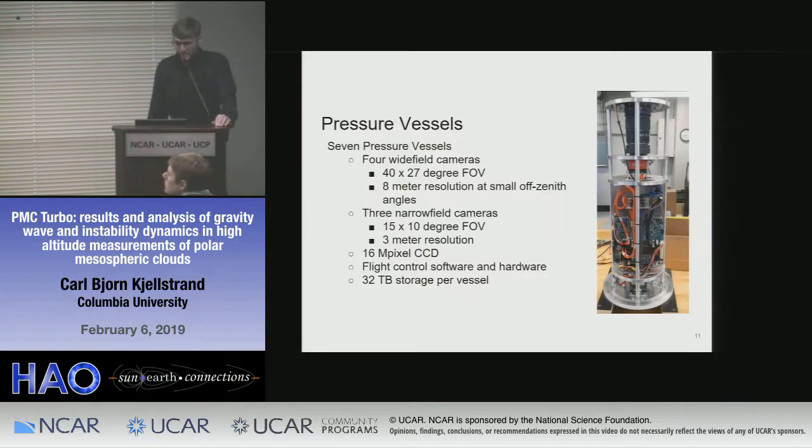So this is what's inside one of our pressure vessels. Basically, we had 7 of them. All of them contain a camera and a computer, and 4 spinning disks, each of which have about 8 terabytes. The only difference between them is 4 of them have wide field lenses. They have 50 millimeter lenses, which provide us a 40 by 27 degree field of view, and at best about 8 meters resolution. And then 3 of them provide us something more like 3 meters resolution, and it's 15 by 10 degree field of view.